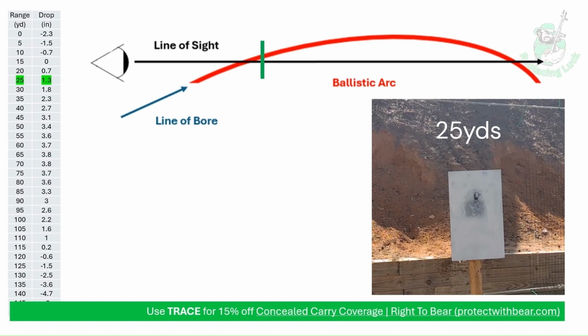At 25 yards, which we already know what that's going to look like. That's where I'm sighted in at. We're going to let this roll and see how it does. Exactly what we expected. Shot 25 yards, hit point of aim, point of impact, just like the sight-in is.